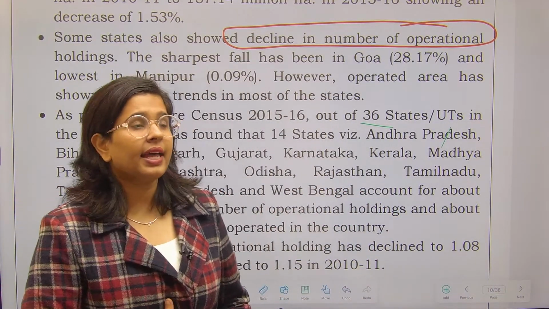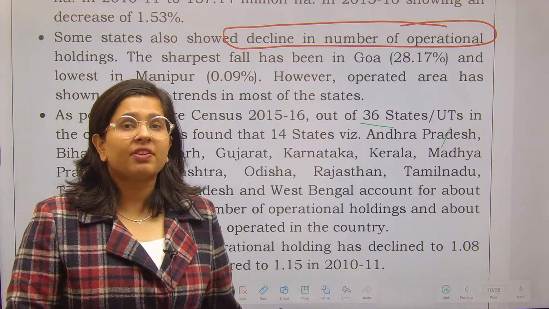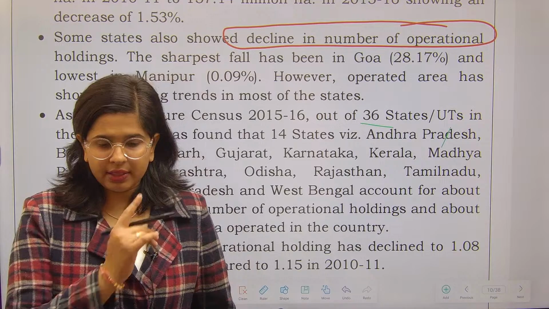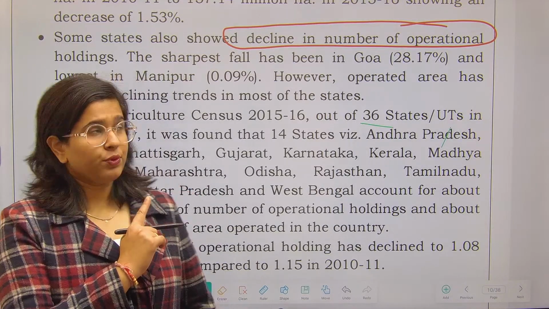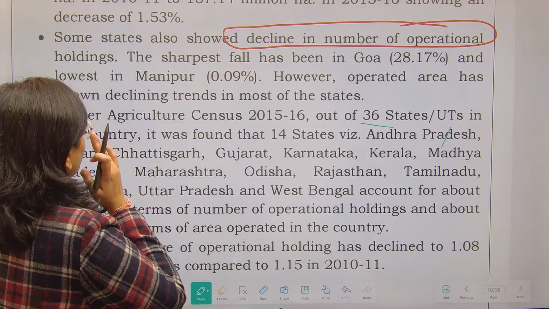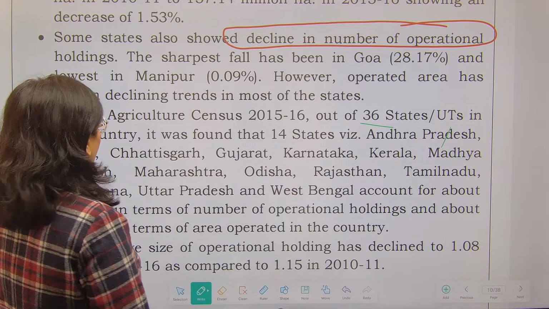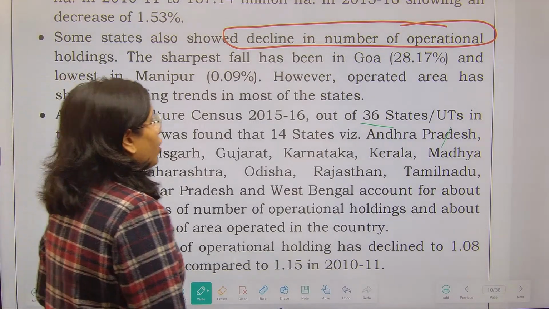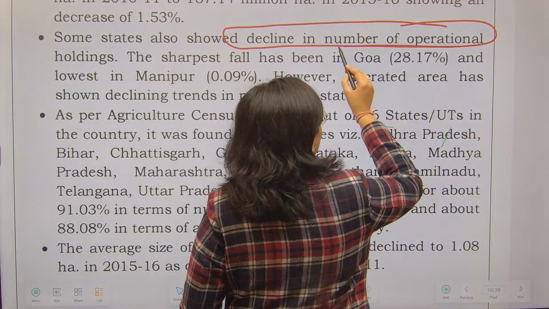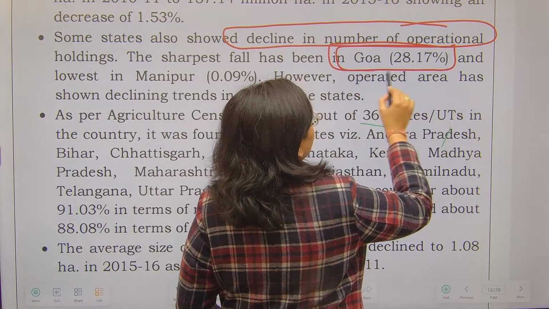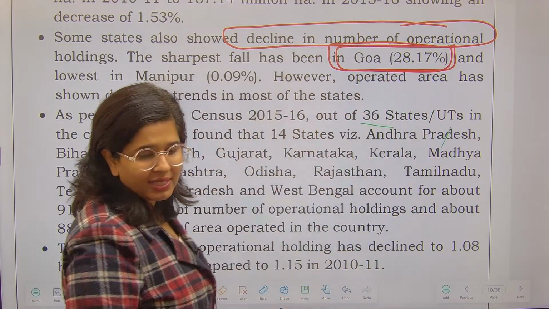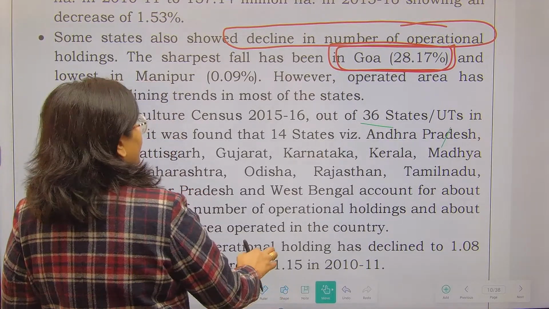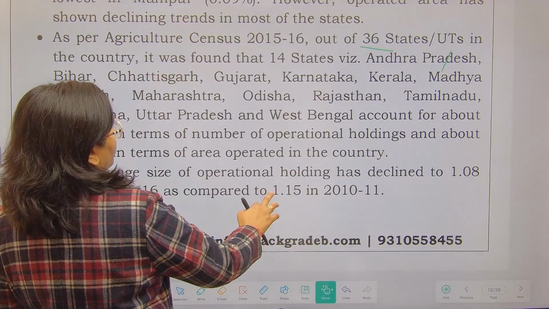But when you are saying that this growth is not pervasive, when we talk about all the states, that's where your exception comes into the picture. So the sharpest fall has been in Goa, lowest has been in Manipur, right? So Goa needs to be remembered that there has been a decline in the operational holding, and this decline is 28.77%, right?